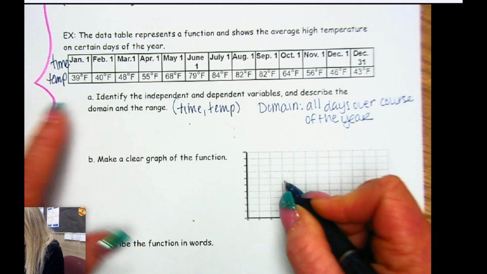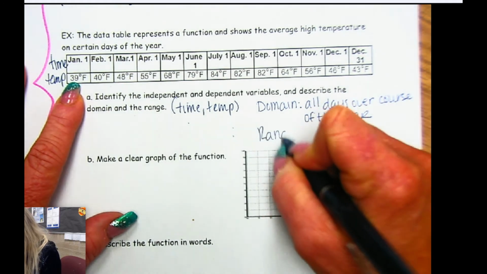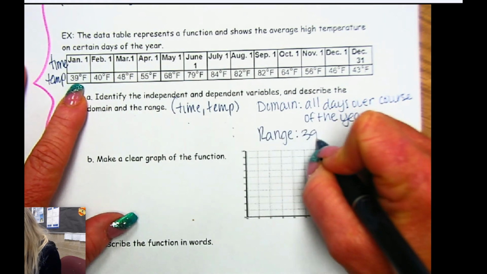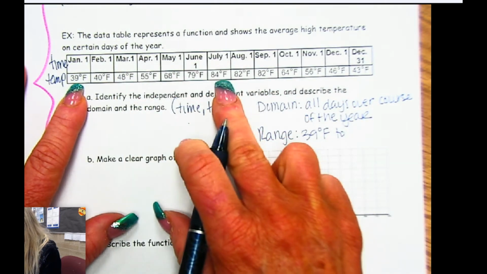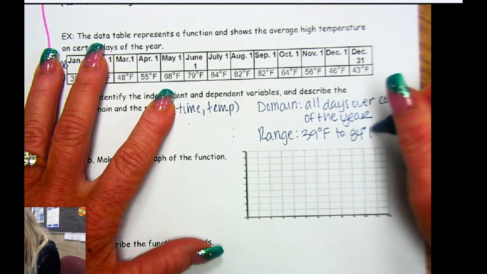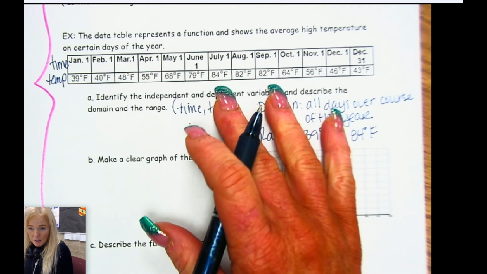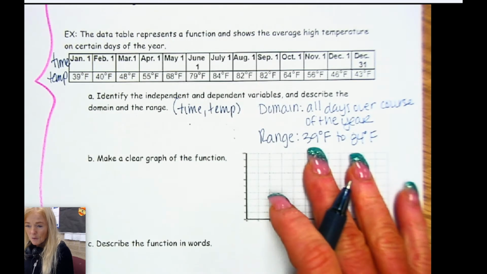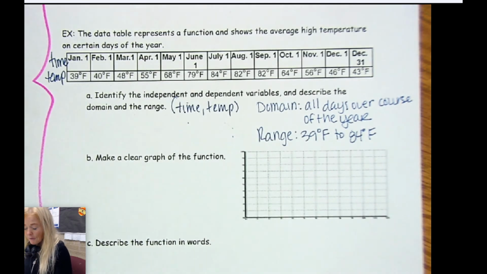All right, and then the range is very easy to spot. What's the low and the high? That's what we're going to write down. The low temperature is 39 degrees Fahrenheit, and the high is 84 degrees Fahrenheit. So that's your range. The range of temperatures on this particular year and over just the course of the year will be 39 degrees to 84 degrees.